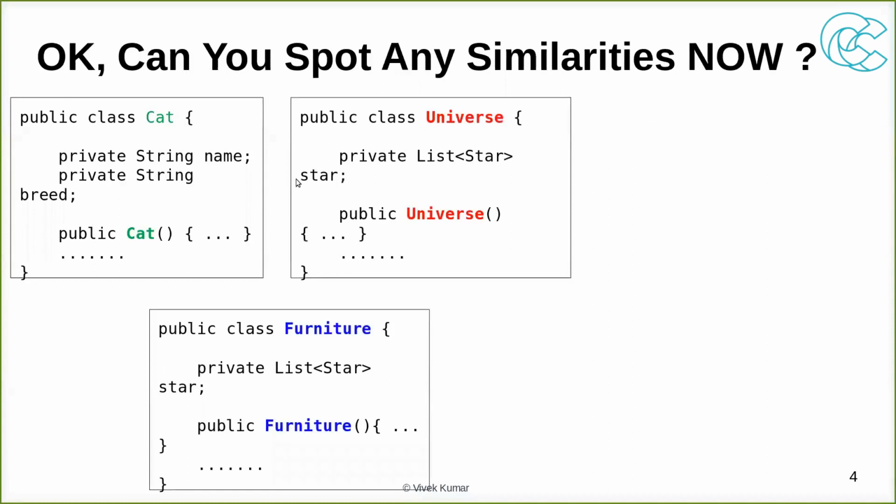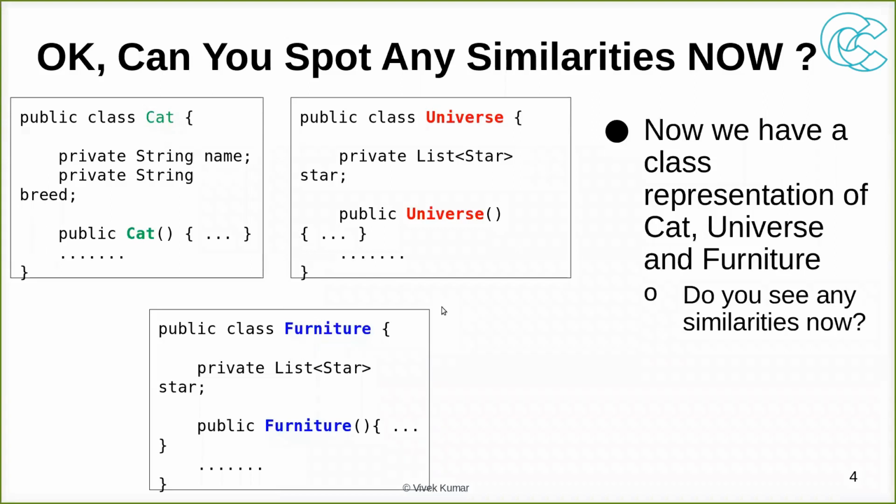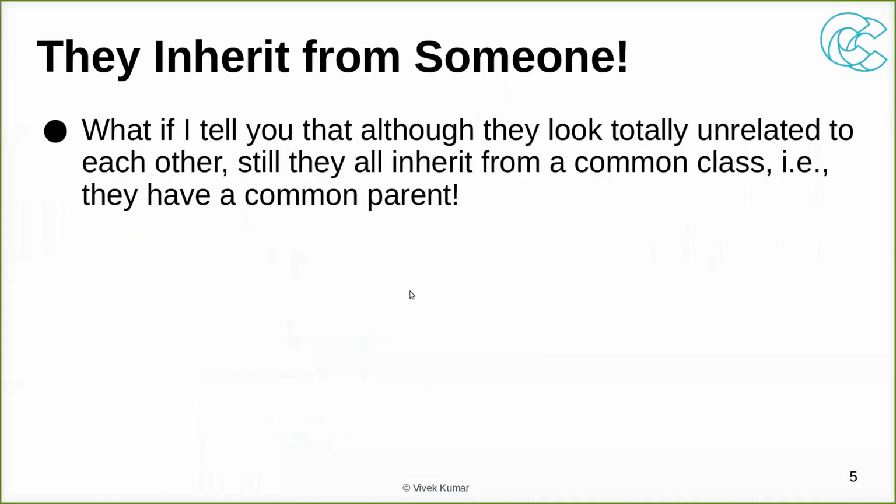Let's look at it from the point of view of the class. You have a cat class that has the name and the breed, the universe class that will have the list of stars, and then the furniture class that has a list of, a typing mistake, this should have been a list of chairs, for example. If you look at it from the class point of view, do you see any similarities? That is again hard to spot. I don't think there are any similarities even from the code point of view. But there is some class that is implicit for all of them.